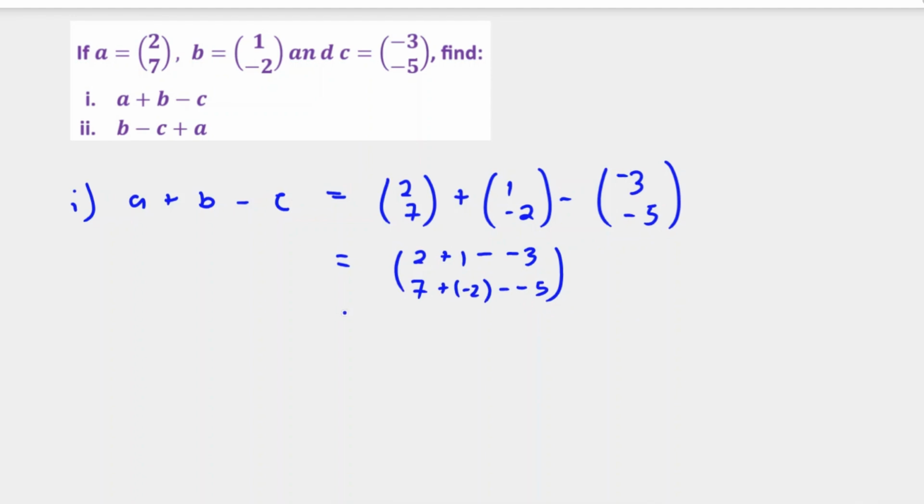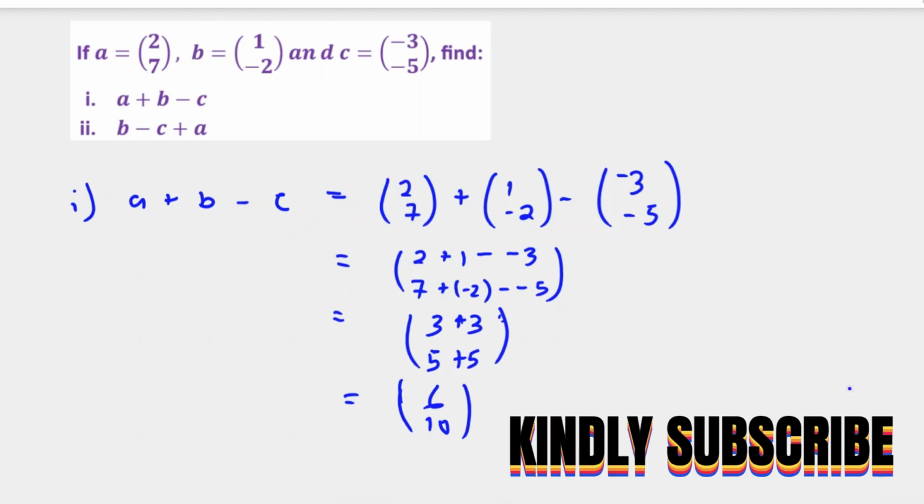So how do we simplify this one? This is basic arithmetic. So we are going to get 2 plus 1 is 3, minus negative 3 means plus 3. We come to the y component, and we have 7 plus negative 2. That's the same as 7 minus 2. That will give me 5. Minus negative 5 is going to be plus 5. So this is what I'll be getting at the end. 3 plus 3 will give me 6. And 5 plus 5 is going to be 10. So that is how we can find the first one.